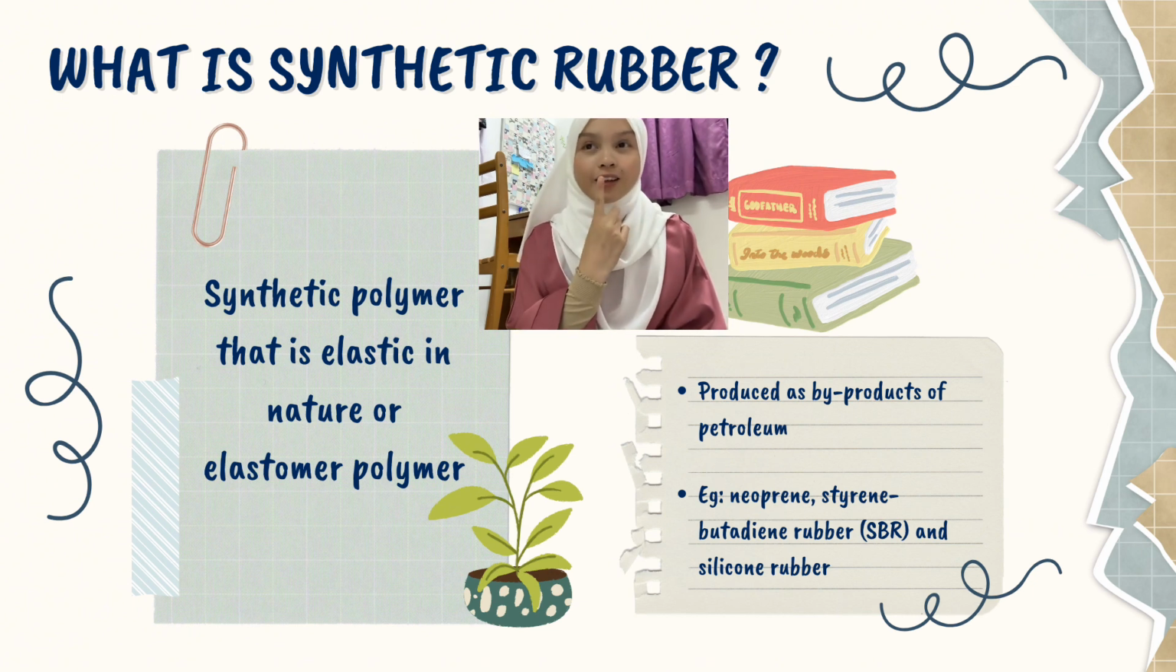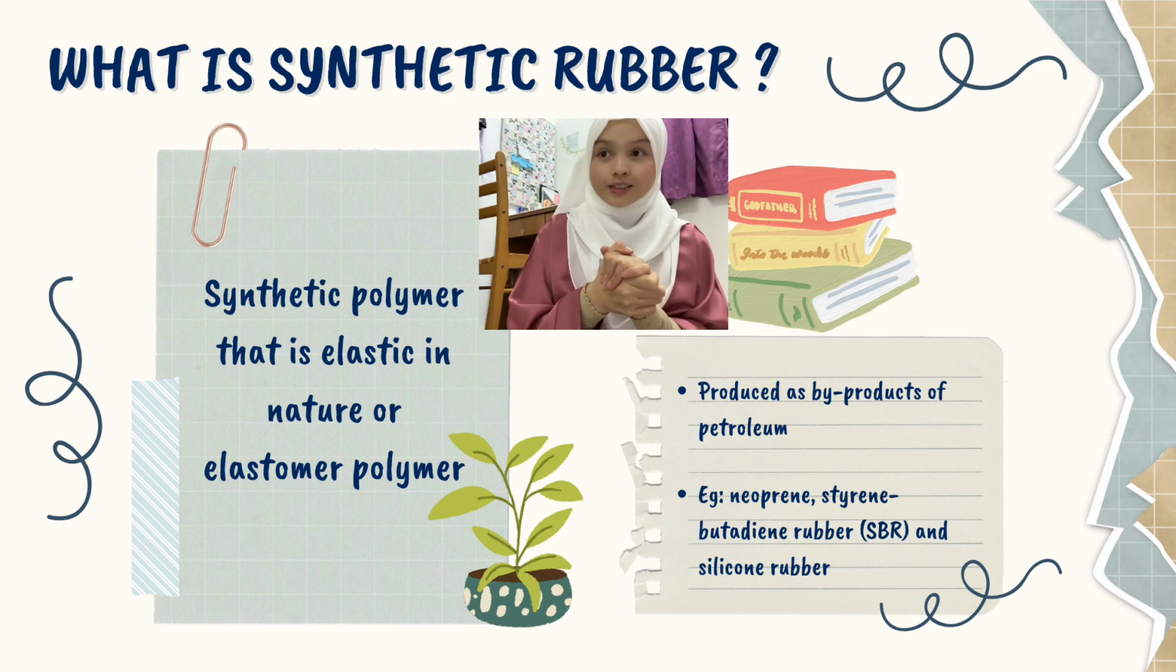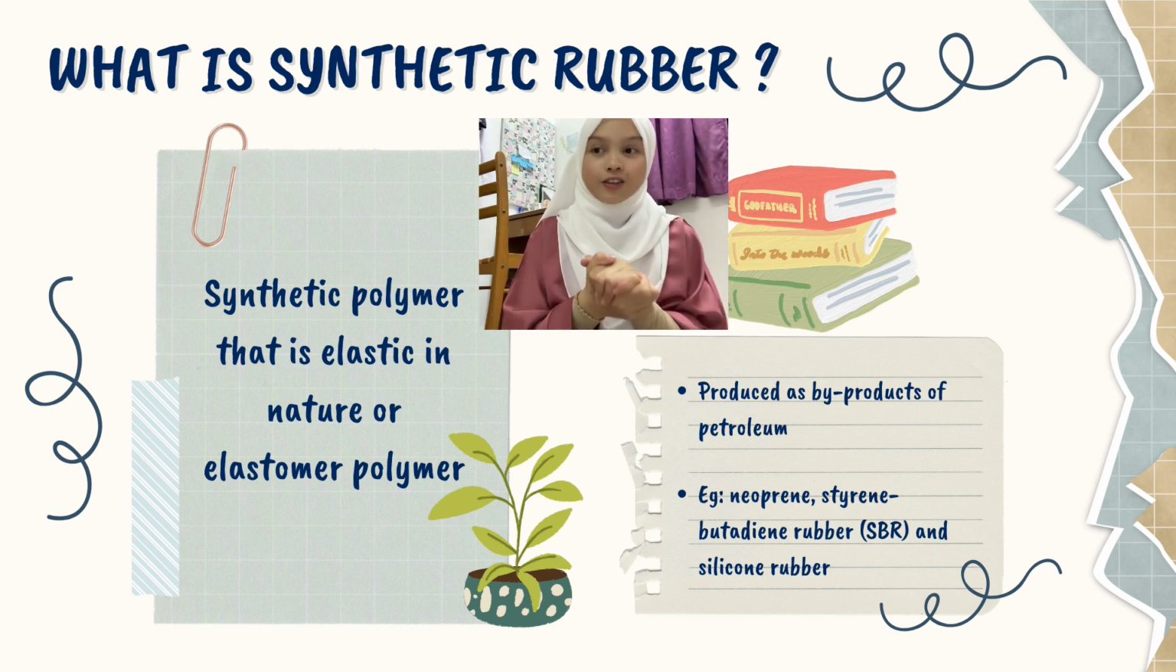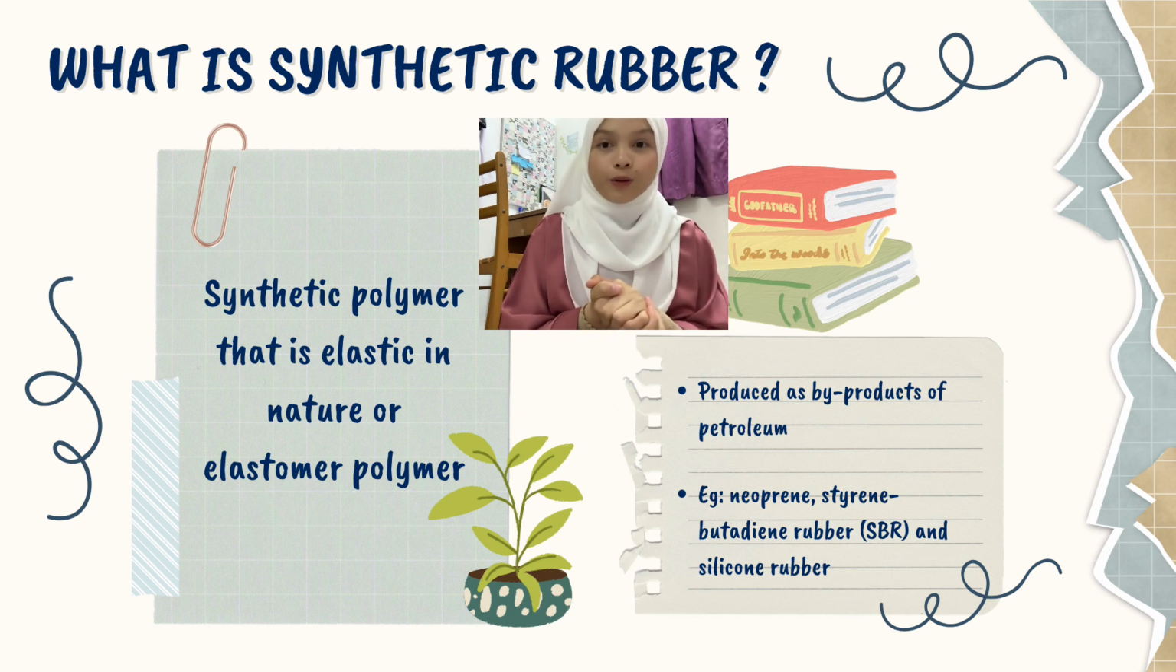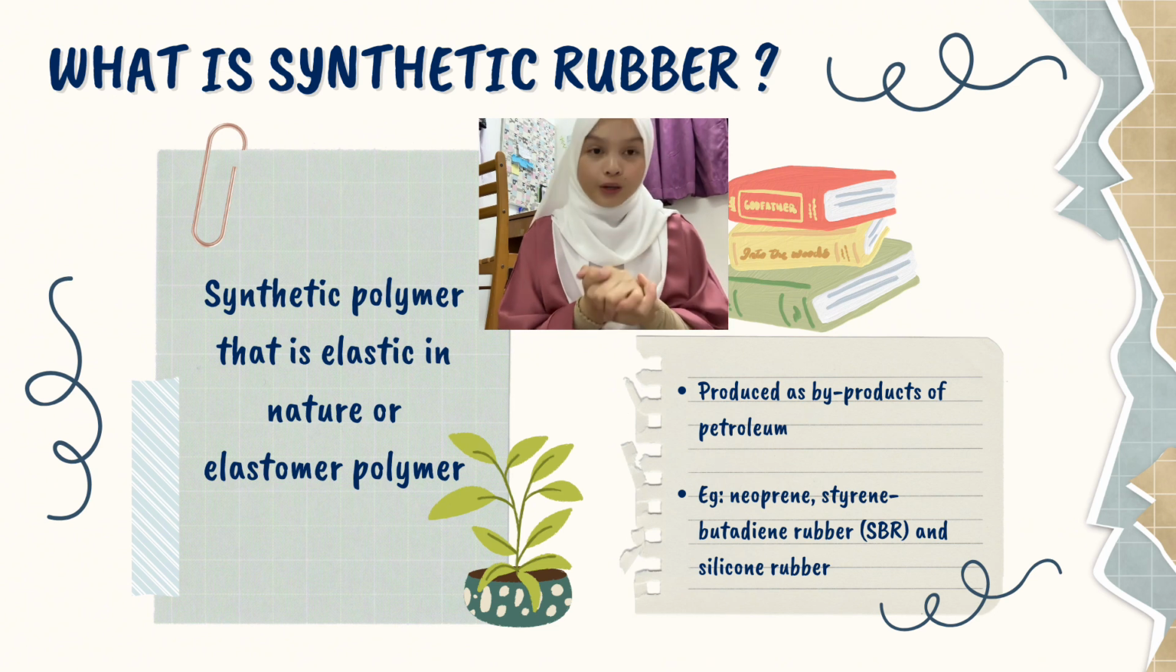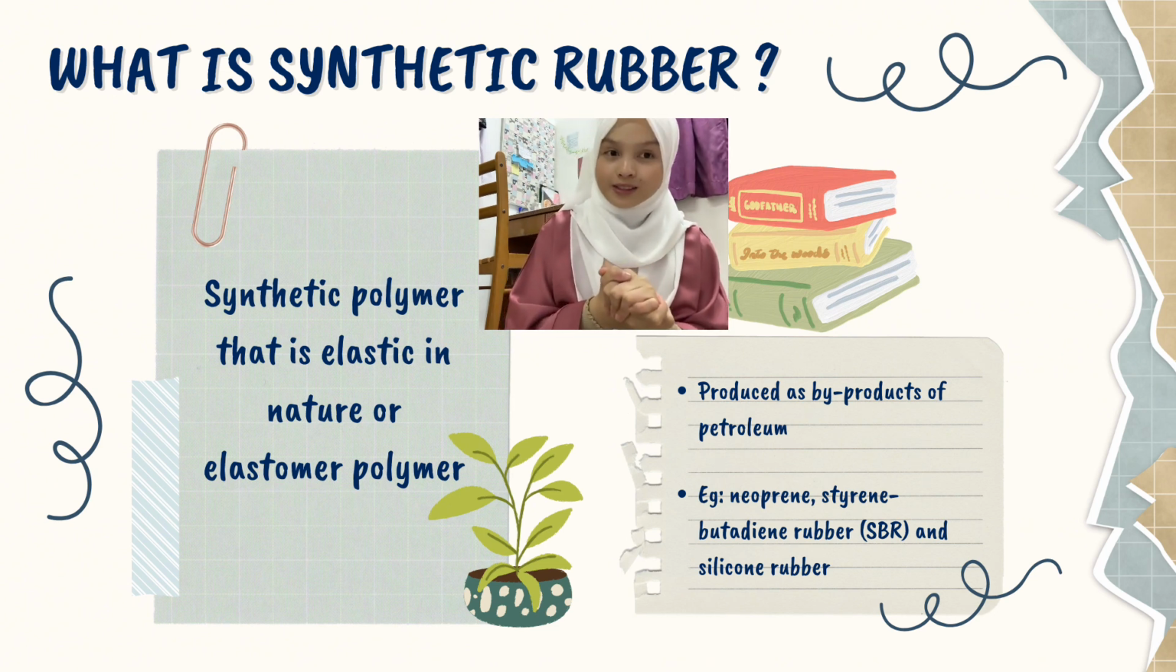Subtopic number 2, synthetic rubber. What is synthetic rubber? Synthetic rubber is a synthetic polymer that is elastic in nature, or an elastomer polymer. It is produced as a byproduct of petroleum. Examples are neoprene, styrene butadiene rubber, and silicone rubber.